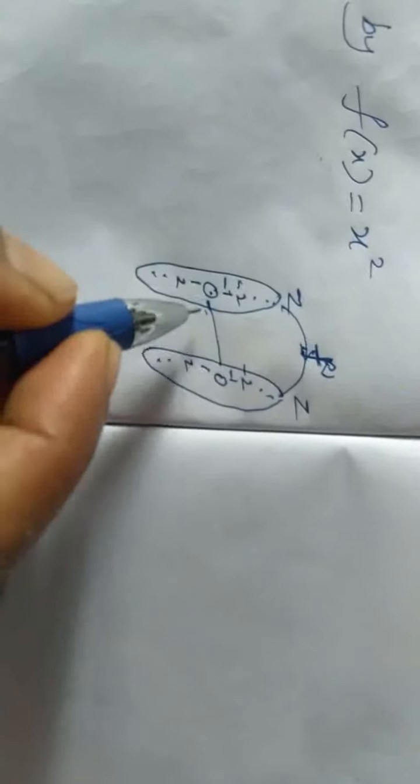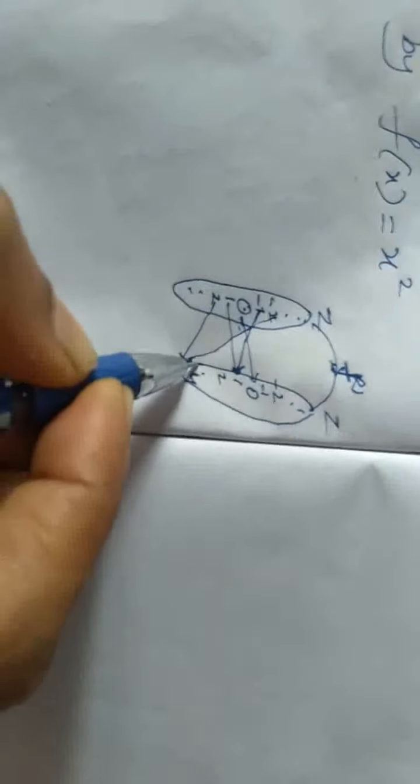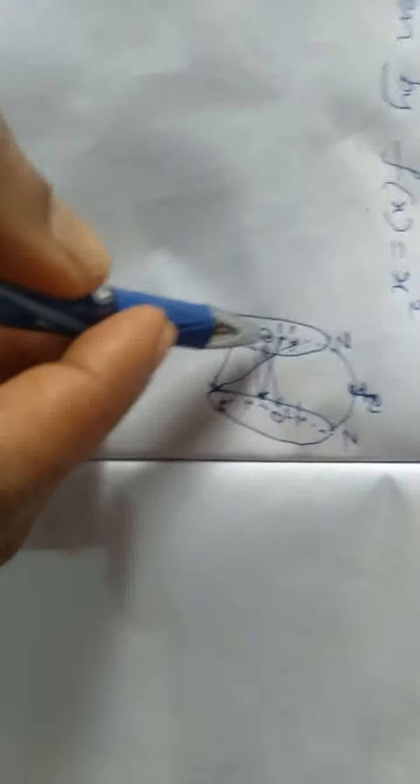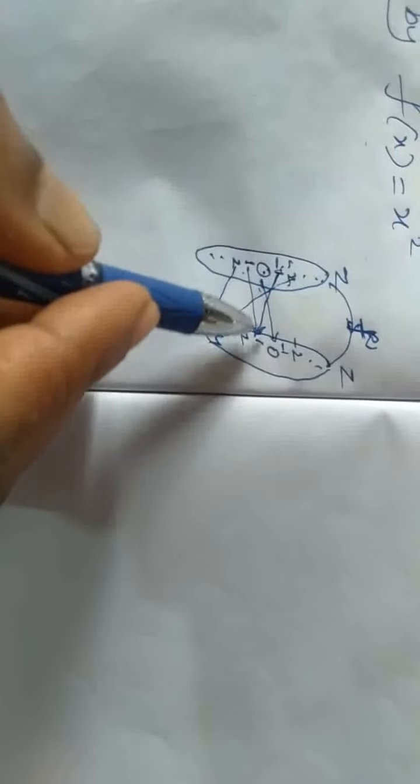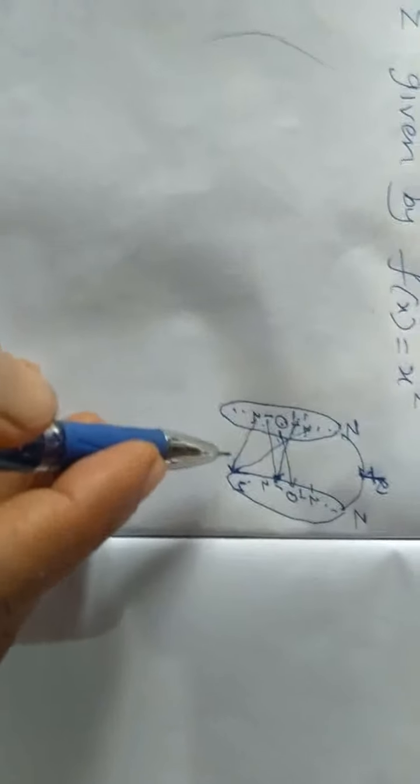F of x is x square. 0 square is 0. 1 square is 1. And image of 2, 2 square is 4. And image of minus 1, minus 1 square is also plus 1. Minus 2 square is also plus 4. Now, according to the definition, if a function is one-one, then different elements of the domain have different images in codomain. But here plus 1 and minus 1 have the same image. Image of 1 is plus 1, image of minus 1 is also plus 1. Similarly, 2 and minus 2 have the same image. Therefore, this function is not one-one or not injective.